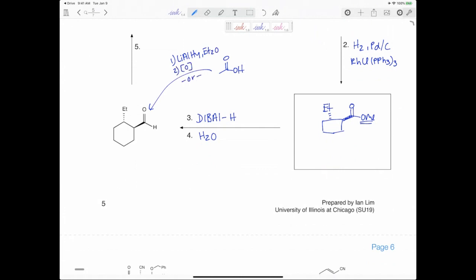Or you could use a Fischer esterification. Just use methanol and H3O plus. Remember, this is just any R group, right? You can use ethanol, you can use isopropanol. The point of this reaction is to get it into an ester so that you can use DIBAL.